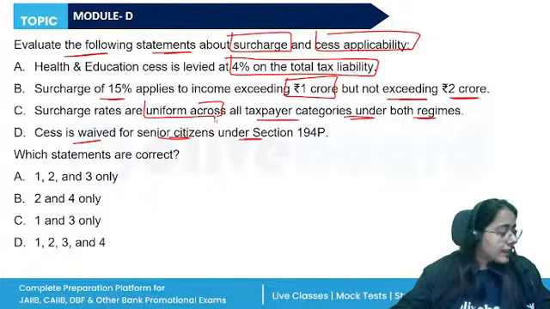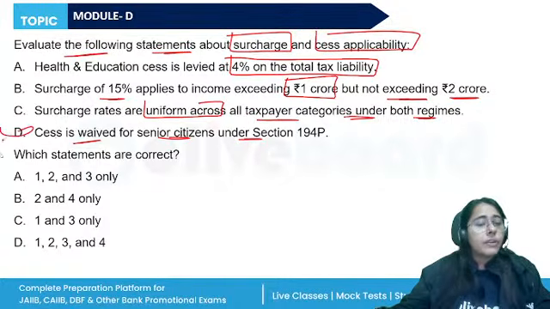We just now discussed section 194P. It is about the annual income from interest and pension only. So cess will not be waived. Okay. How do we apply the cess, the health and education cess, and surcharge?